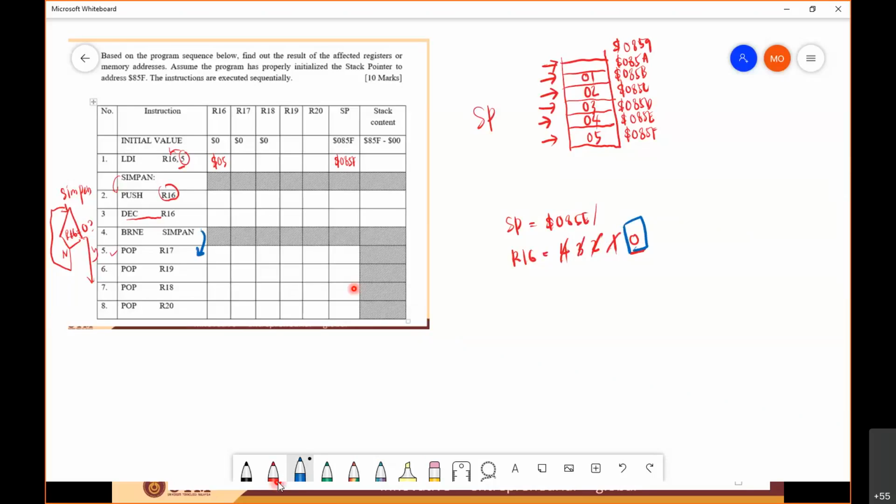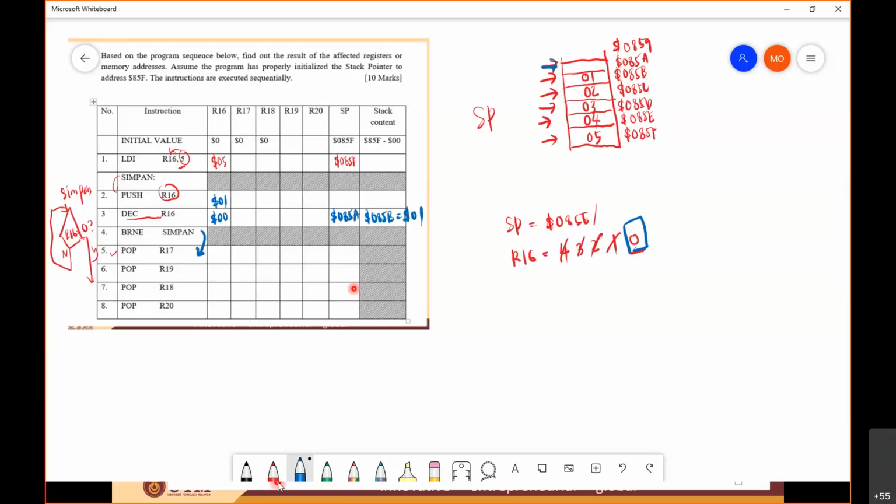So now you're going to write down the final answers here. The final answers would be: after you push R16, it becomes 01, and when you decrement R16, R16 becomes 00. Then the stack pointer points to what address? 085A. 085A, and the stack content here, 085B, consists of 01.